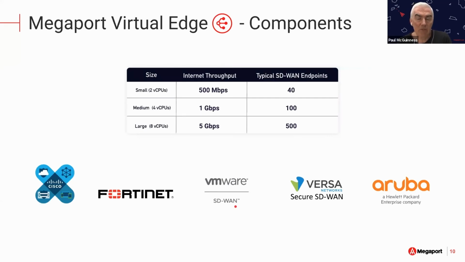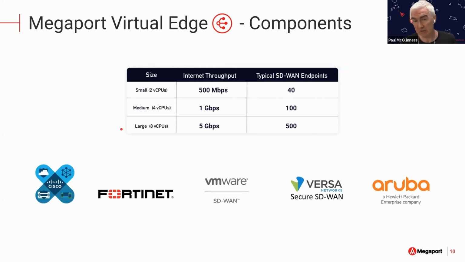The Virtual Edge comes in 3 different sizes, so the t-shirt sizes, giving you different CPU allocation. So 2 CPU for small, 4 CPU for medium, and 8 CPU for large. That also comes with certain amount of internet-facing throughput from 500 megabits per second to 1 gig and 5 gig, going up to the sizes. And then we also have a typical SD-WAN endpoint recommendation, but this does depend on which virtual edge you're deploying on top of the MVE, so which SD-WAN vendor.